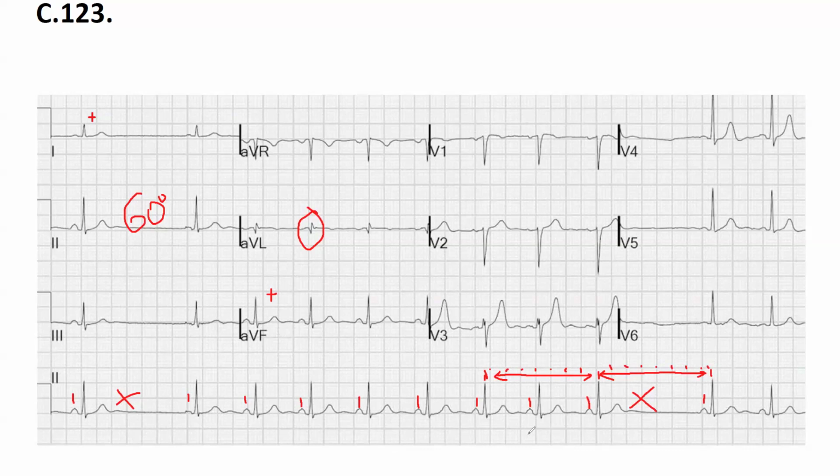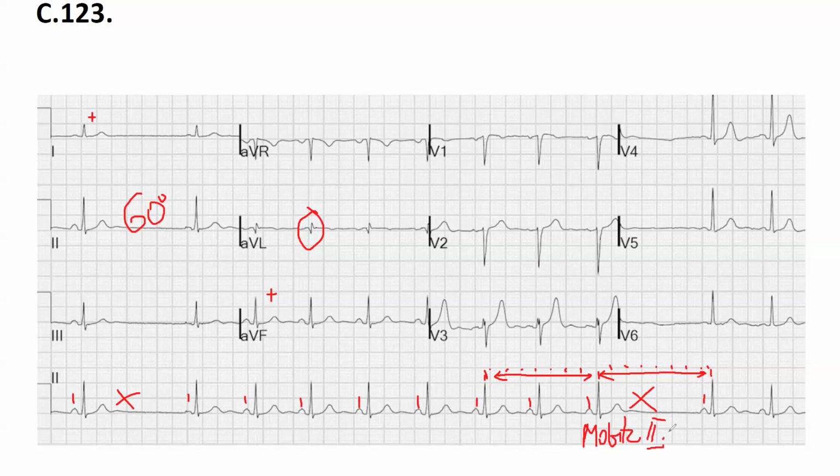Oh, my bad. There's a P wave in between. Sorry, a QRS in between. So it's Mobitz type 2. Okay, for sure, that's Mobitz type 2.